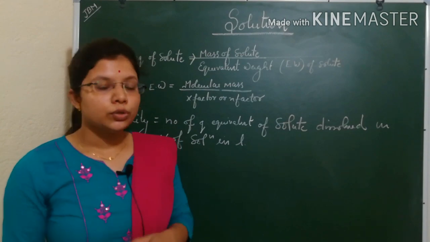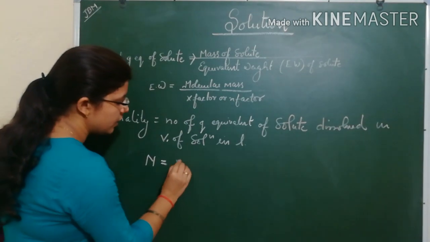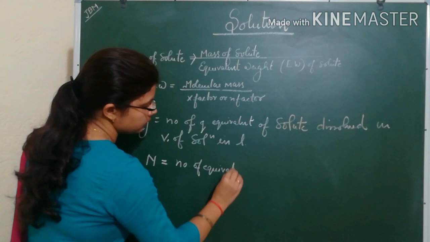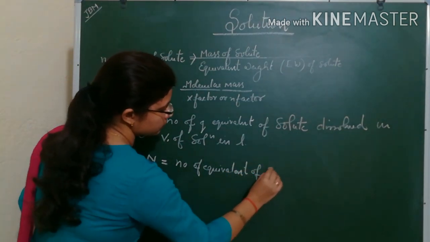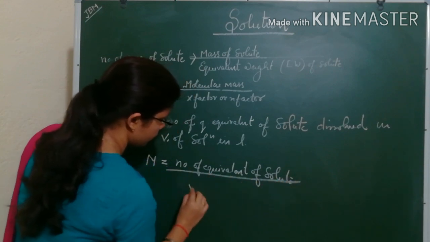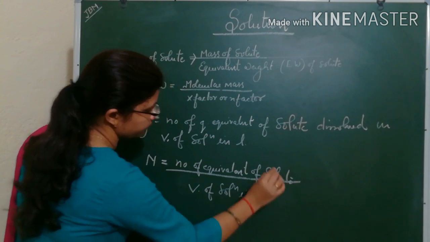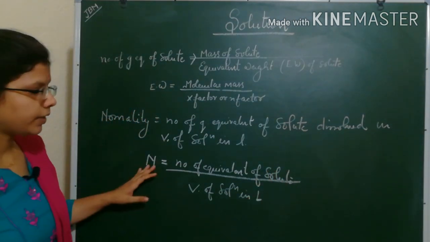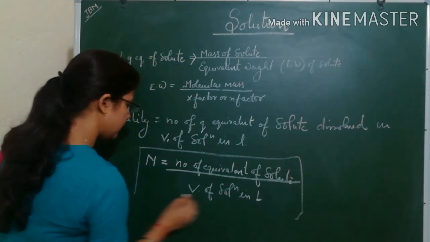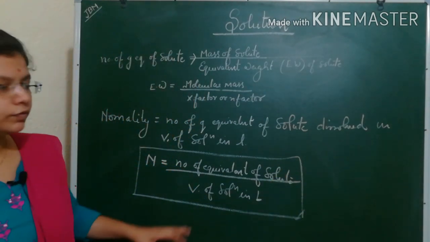क्लियर? तो इसका फॉर्मूला क्या हो सकता है? यहाँ से फॉर्मूला क्या बनेगा? Number of equivalent of a solute divided by volume of solution in liter. This will be a formula, right? So normality का formula हम लोगों ने यहाँ से क्या देखा कि number of equivalent of a solute dissolved in the volume of a solution in liter.